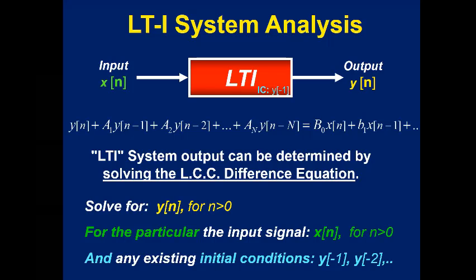Now, that may not be the only thing happening in the system. The system may have been responding to some previous inputs, and so that will give rise to some initial conditions, which we describe using values of the output prior to the time that we put in the new signal, y of -1, y of -2, and so on.